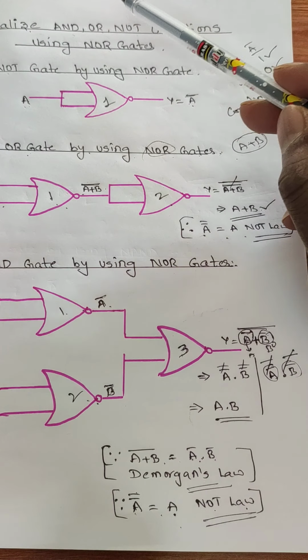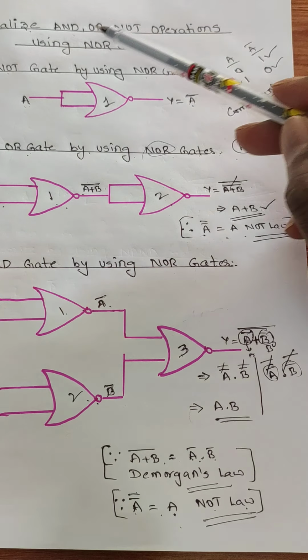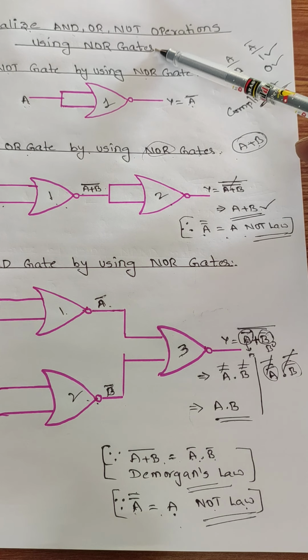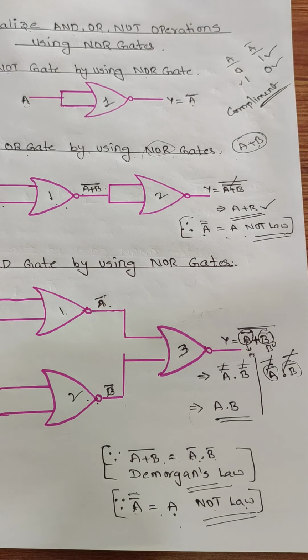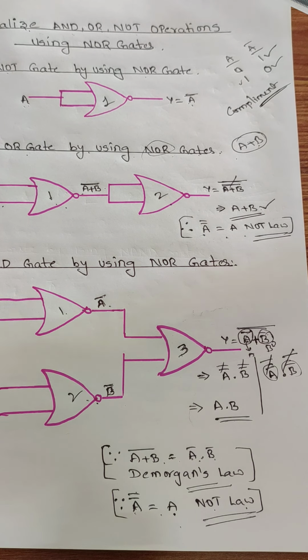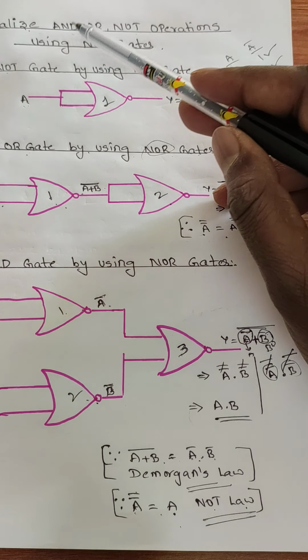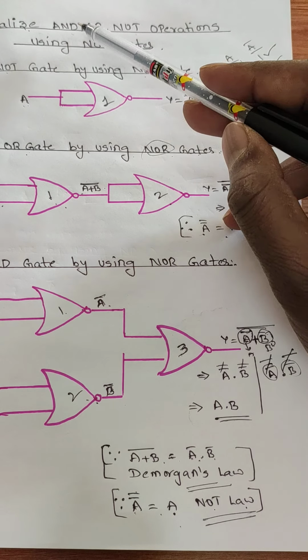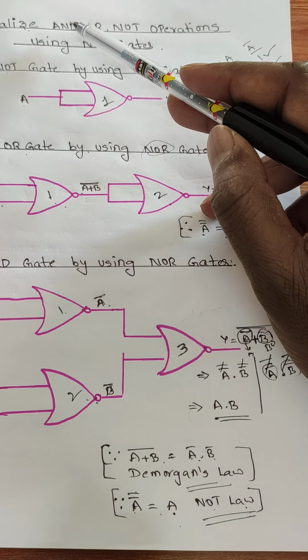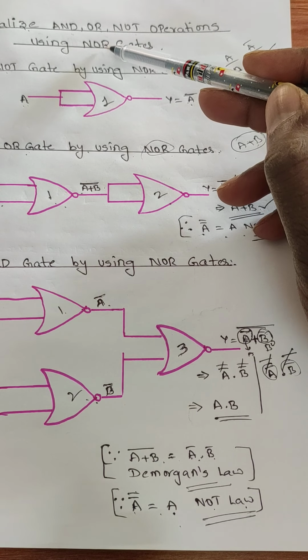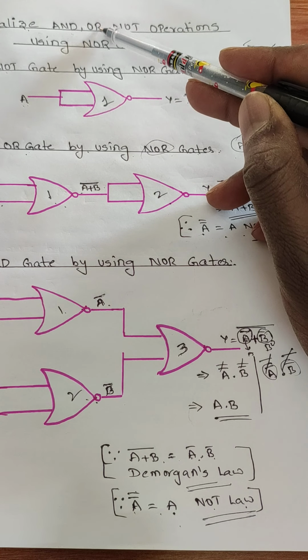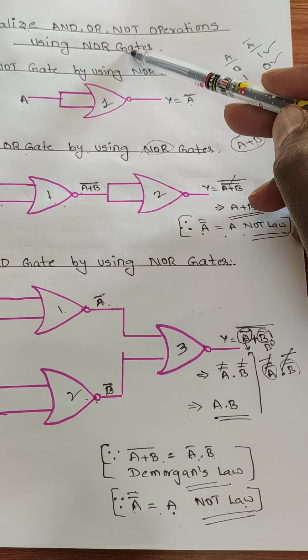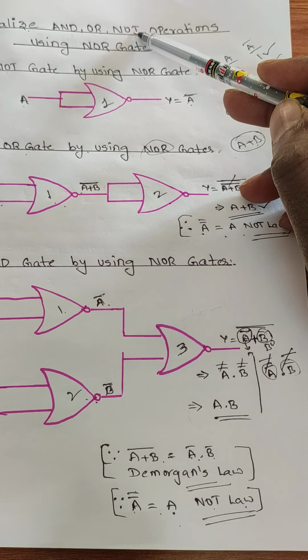In this video, we will discuss the concept of realizing AND, OR, and NOT operations using NOR gate. As we know, NOR gate is a universal gate. By using a universal gate, we can construct any other basic gates like AND gate, OR gate, and NOT gate. Nothing but by using NOR gate, we will construct the operation of AND gate, OR gate, and NOT gate.